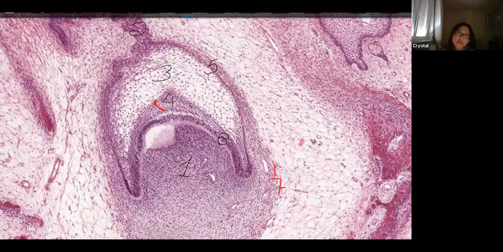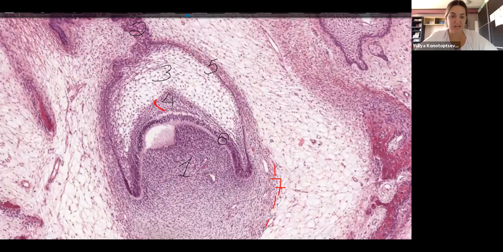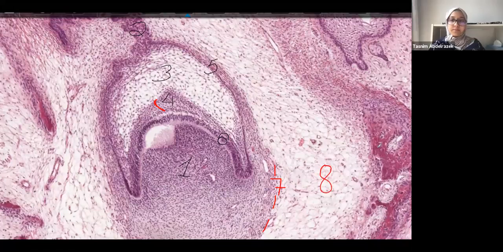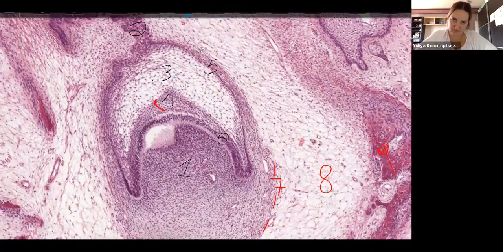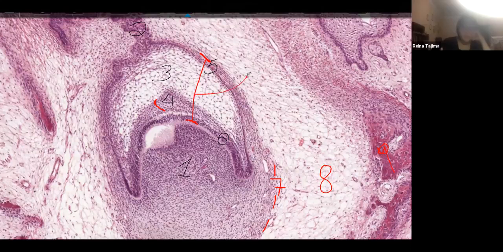Dental sac. So this border right here, this is dental sac. We may not necessarily see the two layers, but they are there, right? So this is going to be dental sac. And this, 8. Mesenchymal cell. 9. Bone. This is bone. If I do it like this, from here until here, what is that? Enamel organ, yes.